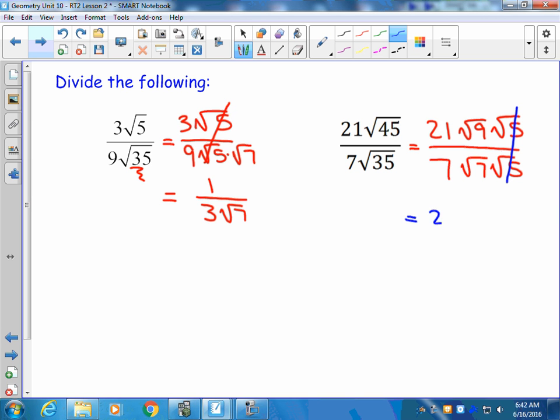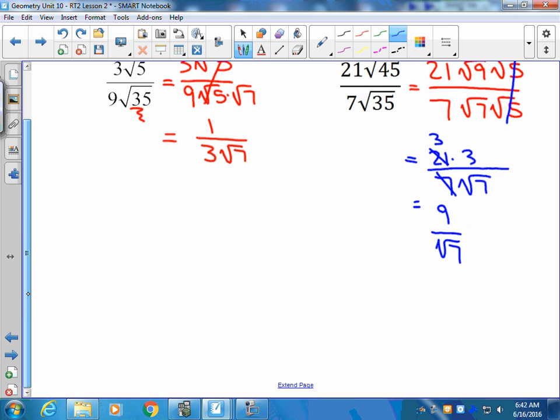So I've got 21 times 3 on top. 7 square root of 7 on bottom. And then once again, we're looking for values that simplify. I can divide both top and bottom by 7 to get it into its simplest form.